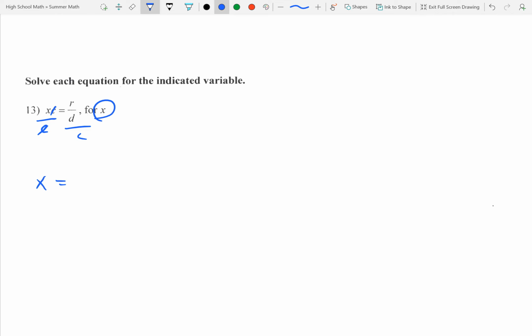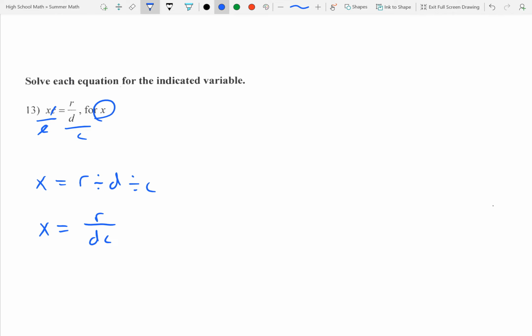How do I write this? r divided by d divided by c. You could write it just like that. r divided by d divided by c. Equivalently, we could say x is equal to r divided by the product of d times c. And this makes sense. Here we're multiplying these two things together, and then we're doing r divided by that.